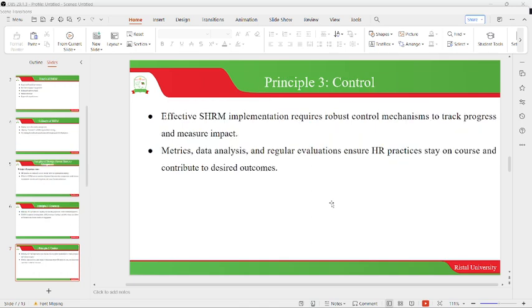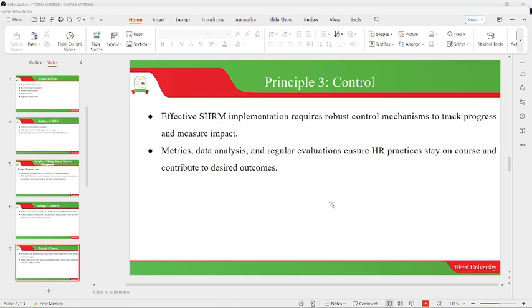Now let us move to the next principle, which is the principle of control. Effective human resource management or strategic implementation requires a robust control mechanism to track progress and measure impact. So if you don't control employees, of course, they will not perform to their expectation. Control mechanism is very important. It does not mean you don't trust the employees, but that is the formal way of doing things. Okay, you need to track progress. If you set targets to achieve, you need to track progress. How have the targets been achieved? What could be the challenges? Okay, and how will you address the challenges? You cannot address the challenge if you don't know exactly what the problem is.